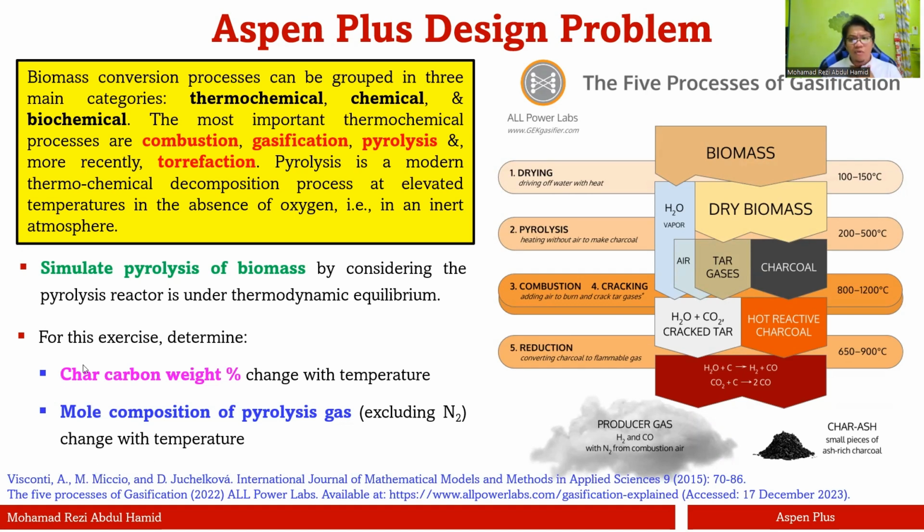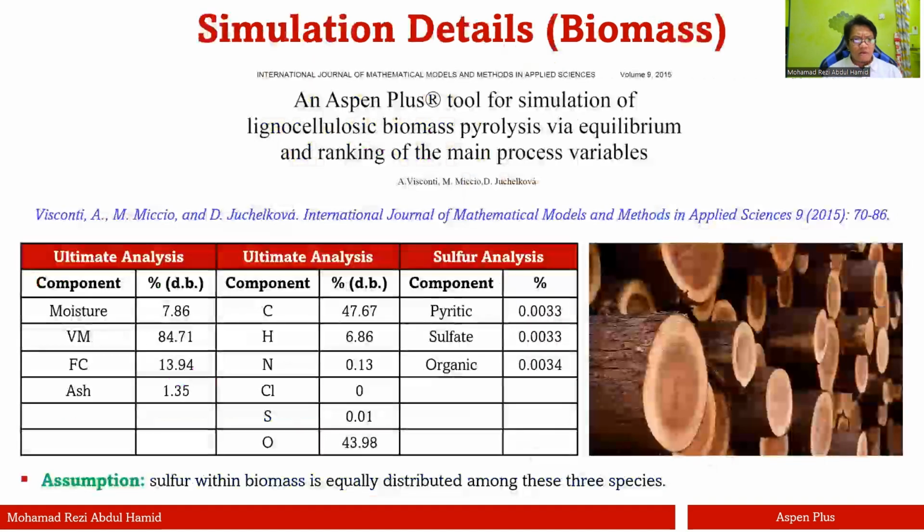Why these two? Because the paper does investigate those, so I would like to make sure whether I'm getting the same result or not. All right, I think I talk a lot. What are the information that we need to get? First things first, as I said, all of the details here I took from Visconti et al., published in 2015 in the International Journal of Mathematical Models and Methods.